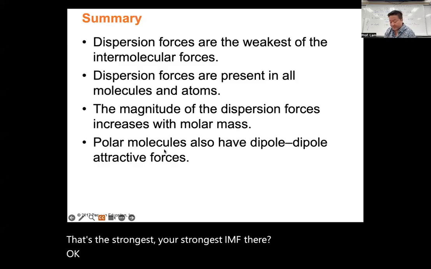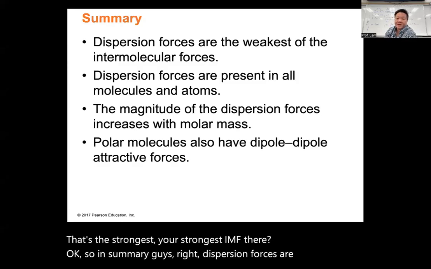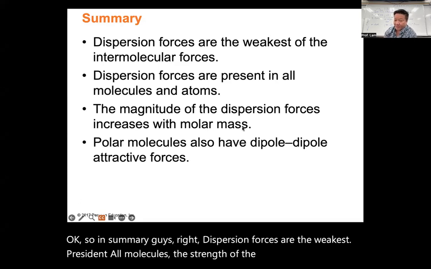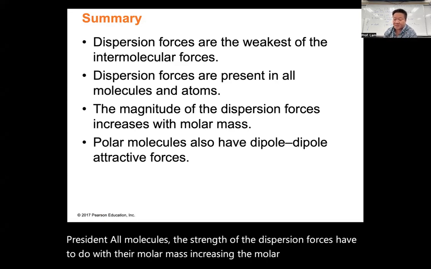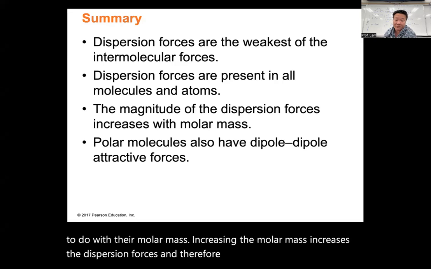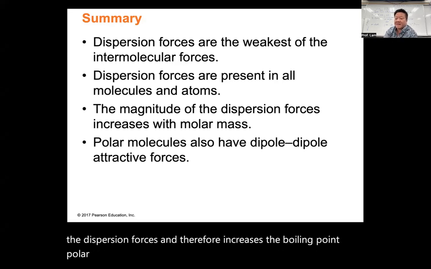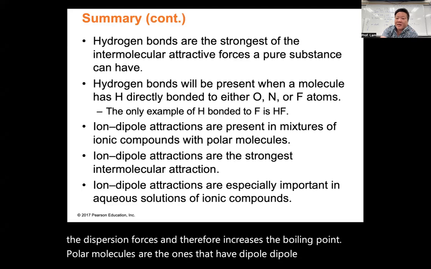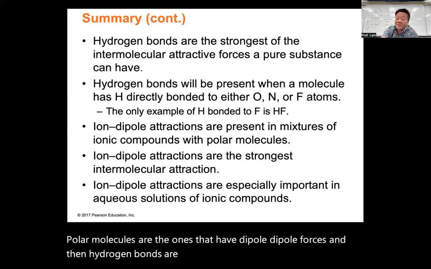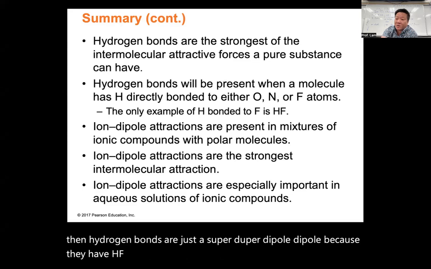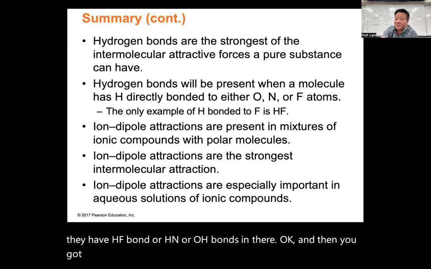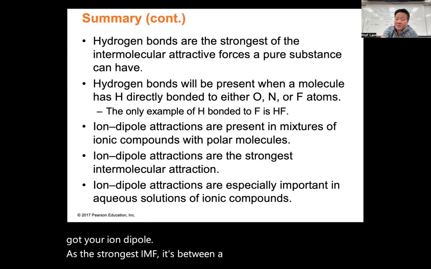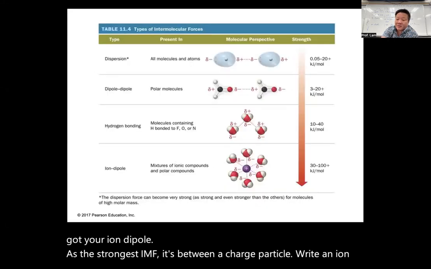Okay, so in summary, guys, dispersion forces are the weakest. They're present in all molecules. The strength of the dispersion forces has to do with their molar mass. Increasing the molar mass increases the dispersion forces and therefore increases the boiling point. Polar molecules are the ones that have dipole-dipole forces. And then hydrogen bonds are just a super duper dipole-dipole because they have HF, HN, or OH bonds in there. And then you got your ion dipole as the strongest IMF. It's between a charged particle, an ion, and a polar molecule.